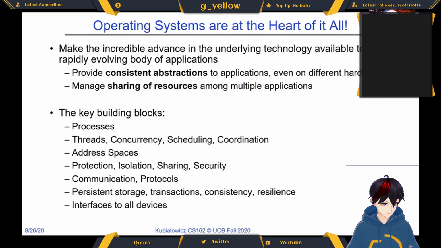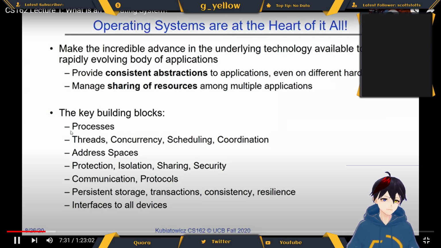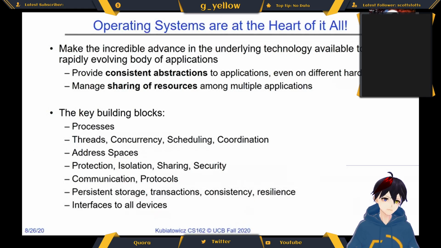So some of the key building blocks of operating systems are things that we're going to learn about in class. Processes, threads, concurrency, scheduling, coordination. These are the ones I want you to know. Address spaces, protection, isolation, sharing, security, and that level of security is going to be both at the device level, and then as we build out into the network, we'll talk about things like SSL, and then we'll talk about more interesting security models as we go.